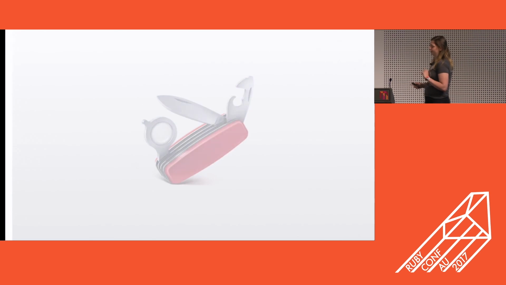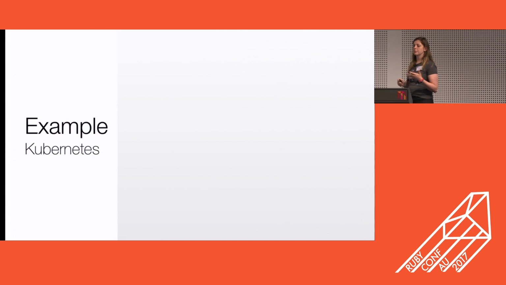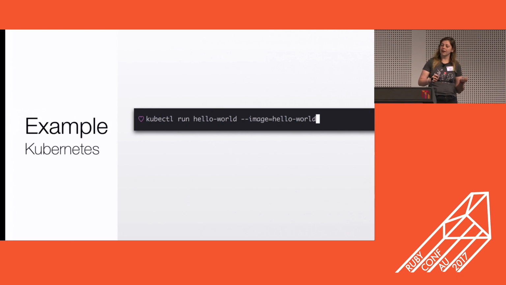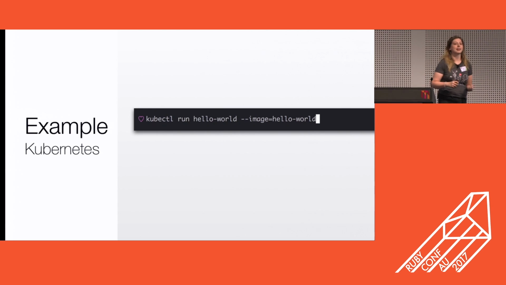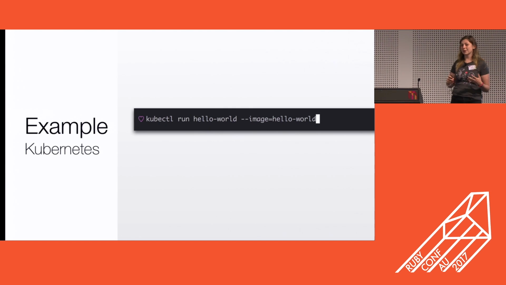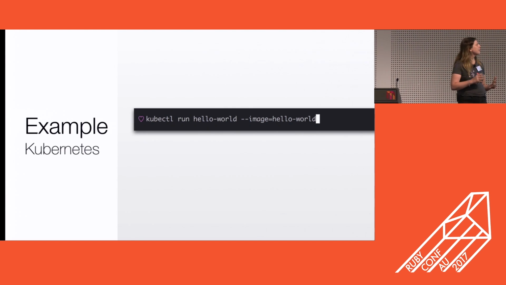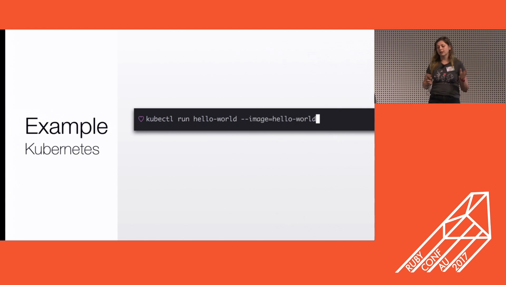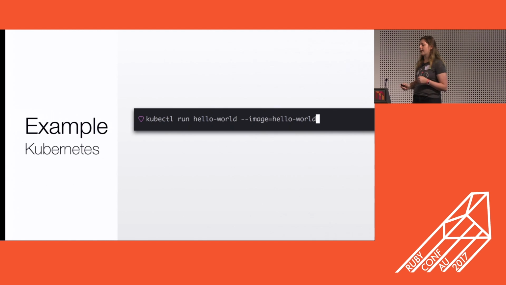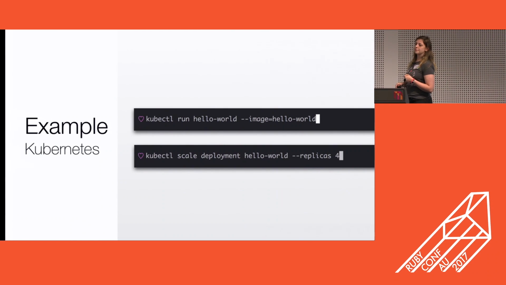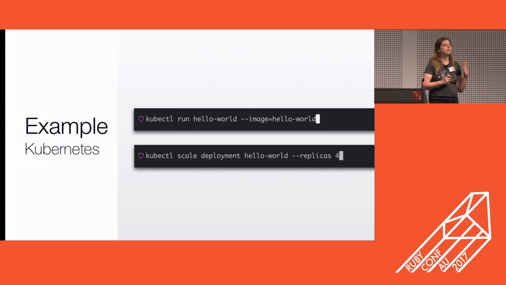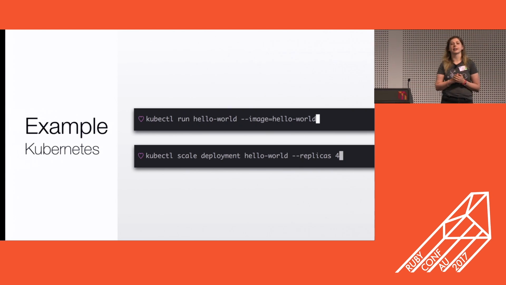So what does that look like? Well, let's deploy an application with Kubernetes. I can just run kubectl run hello-world --image=hello-world, and that's it. My application is now deployed. That was almost too easy. So let's try something slightly harder. Let's say hello world has become really popular and I need to scale up to meet demand. Well, again, I can run a single command, kubectl scale deployment hello-world --replicas=4, and I've now got 4 instances of my application running.